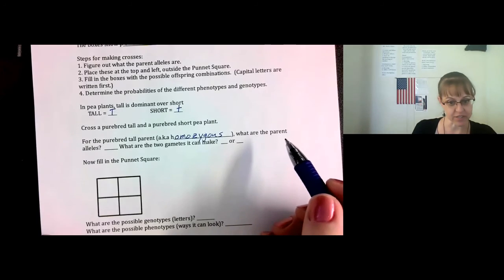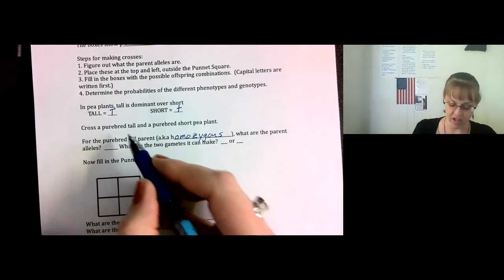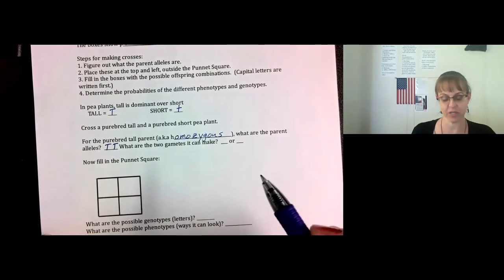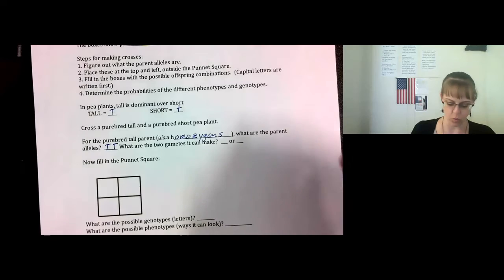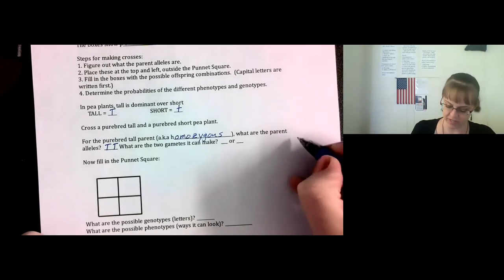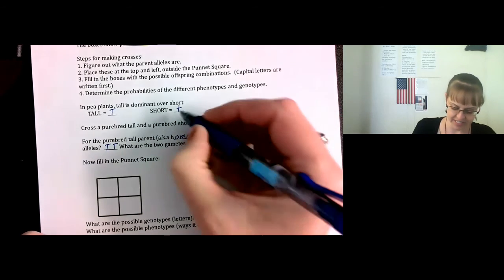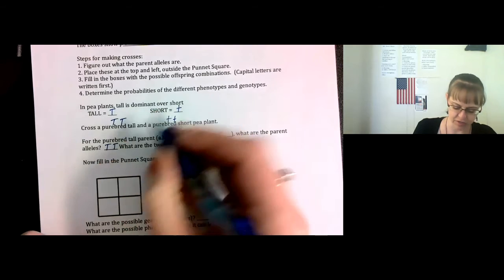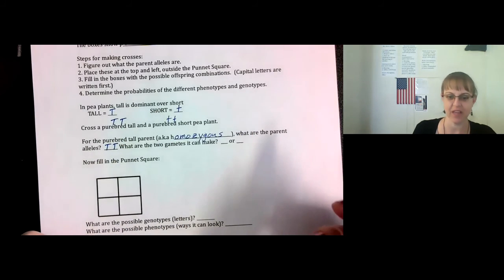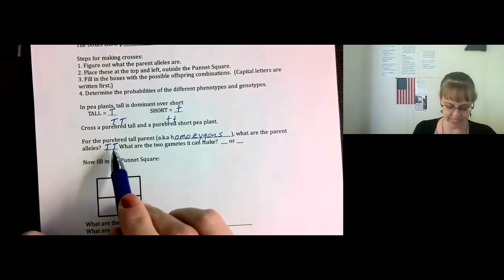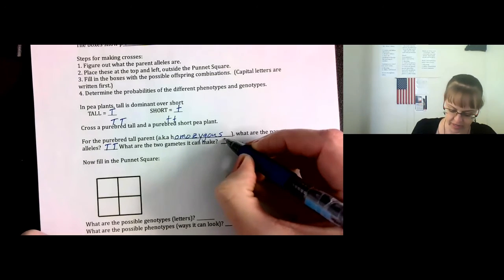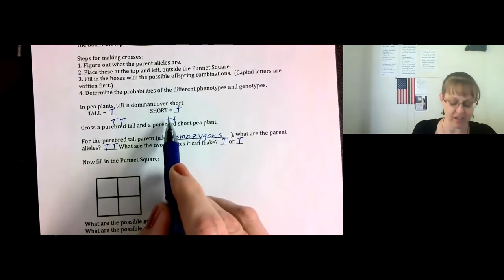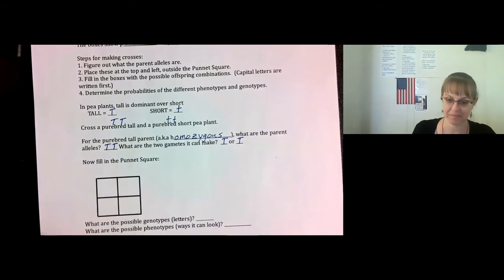So what are the parent alleles? Well, it's tall and it has 2 of the same, so it has 2 capital T's. So that's the first parent. What about the purebred short parent? Well, that's 2 lowercase t's. So purebred tall, 2 capitals, purebred short, 2 lowercase. Now, what are the 2 gametes this parent can make? Well, it can either make a capital T or a capital T. What about this one? A lowercase t or a lowercase t.